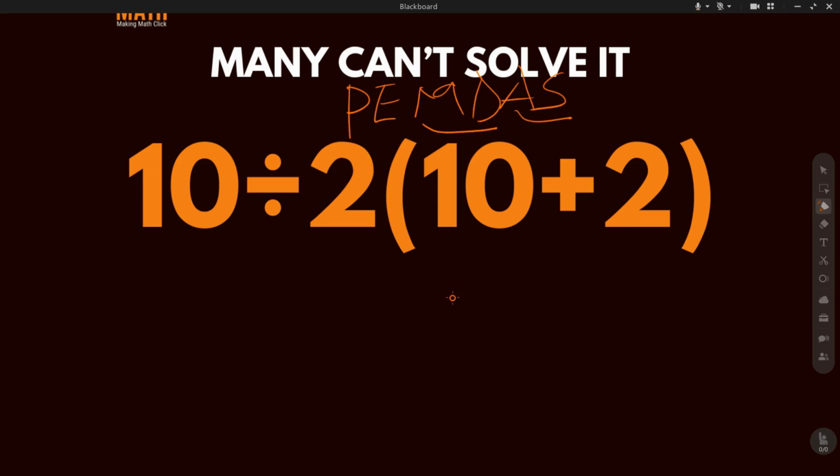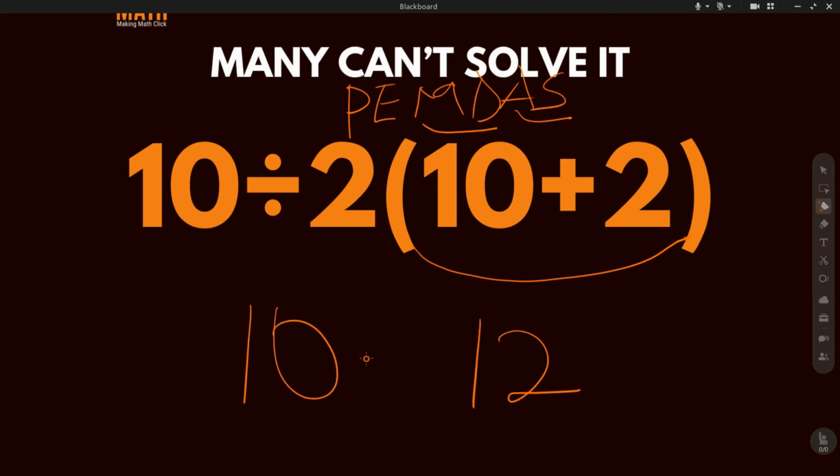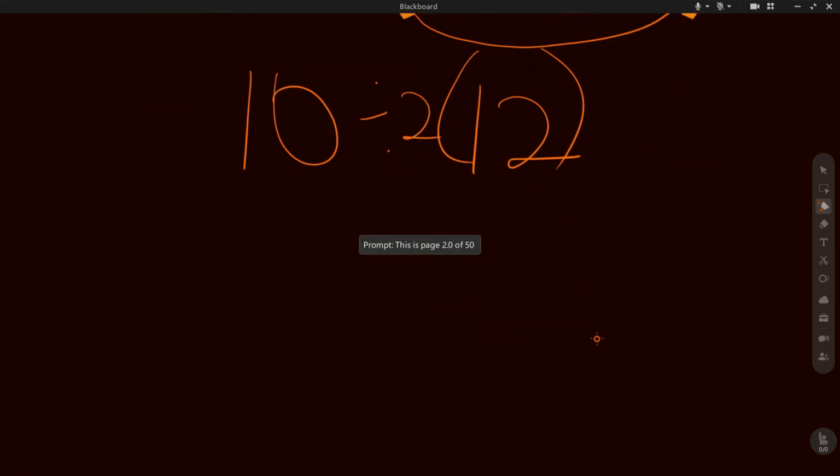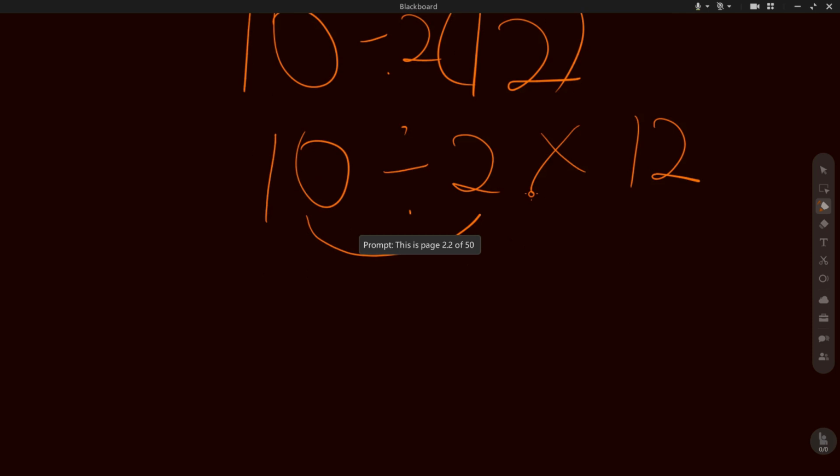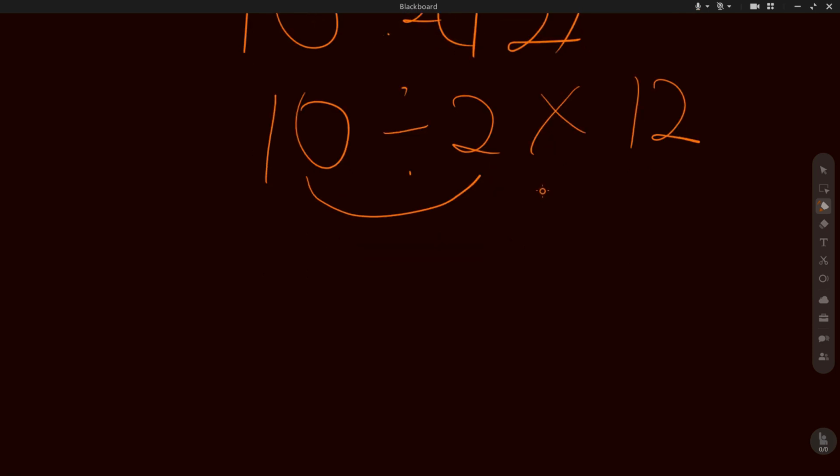Now, let's solve it the correct way. Yes, we have to solve what we have in the bracket first, that is the parenthesis. 10 plus 2 gives 12, and this becomes 10 divided by 2 bracket 12, which is the same thing as saying 10 divided by 2 then times 12. So we say 10 divided by 2. We divide before we multiply. You don't multiply before you divide.